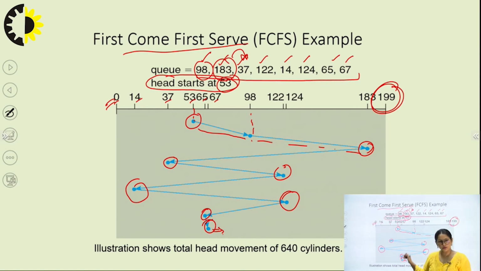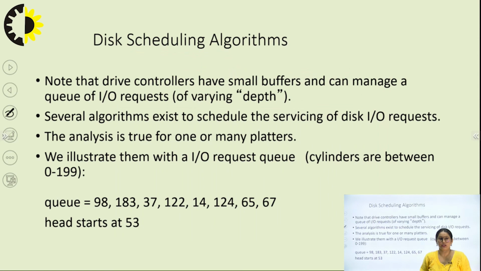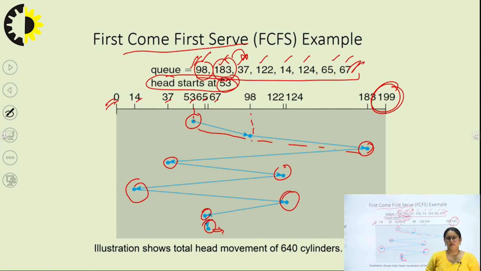In this way, our first come first serve algorithm will access my data, starting from this particular section to this particular section. In the next video, we will learn about the next algorithms under this particular name, that is disk scheduling algorithms. Thank you.